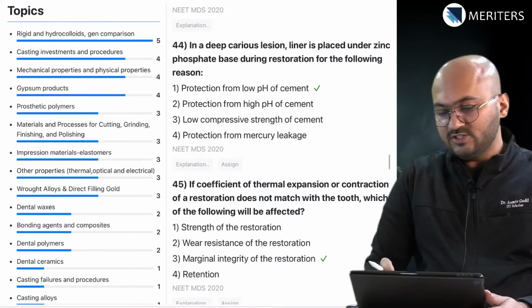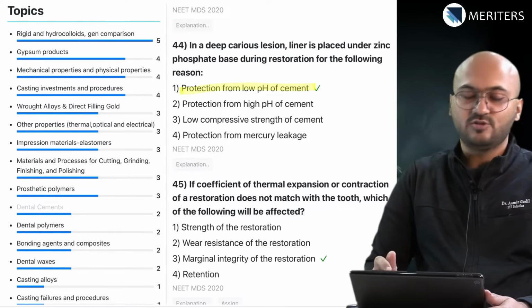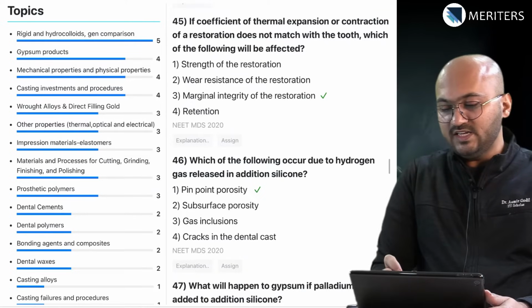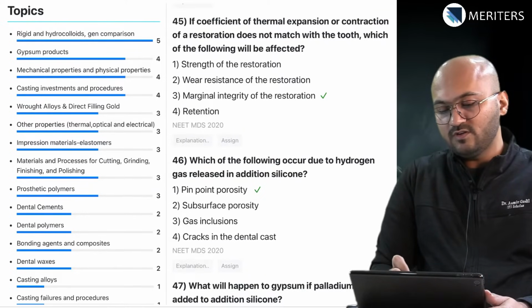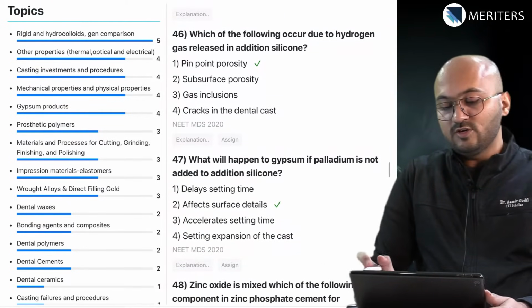In a deep carious lesion, liner is placed under zinc phosphate base during restoration for the following. This allows protection from low pH of cement. This question can also fit in conservative dentistry because this is a clinical question. If the CTE or the contraction of a restoration does not match with the tooth, which of the following will be affected? The marginal integrity of the restoration. That's thermal properties.